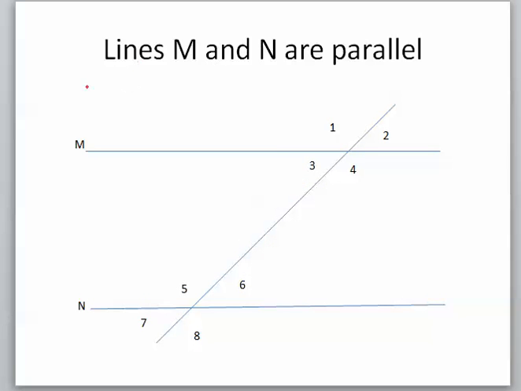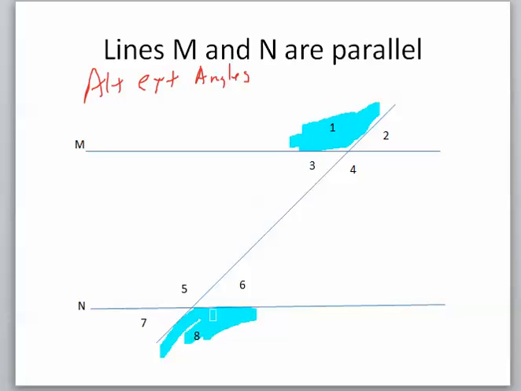Now, if I'm looking for alternate exterior angles, okay, well, those would be the ones that would start out outside of the parallel lines, and they're on alternate sides of the transversal. So 1 and 8 would be alternate exterior angles. Okay? And 2 and 7 would be alternate exterior angles. They're exterior, outside of the parallel lines, and on alternate sides of the transversal.